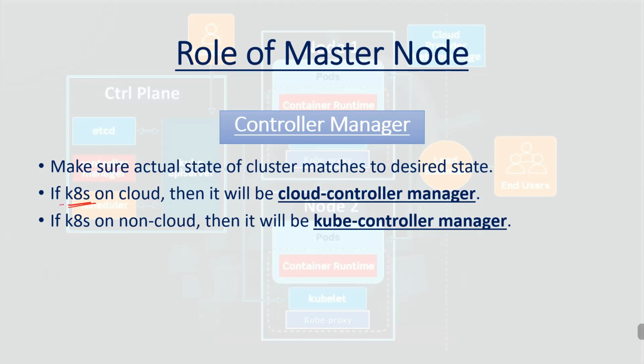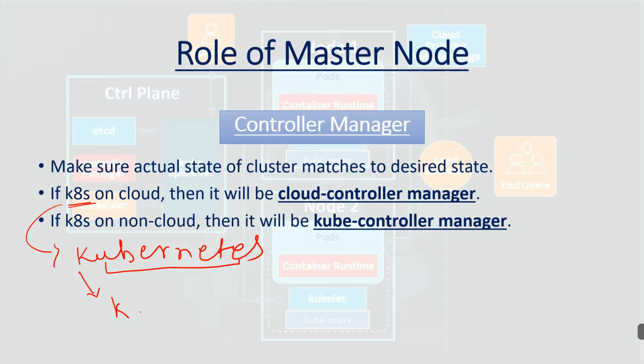K8s means Kubernetes. Here is the K, and from this to this there are 8 characters: 1, 2, 3, 4, 5, 6, 7, 8, which means 8 and s. That's why sometimes it is called K8s. If K8s is on cloud, then it will be the cloud controller manager. If K8s is on non-cloud, then it will be the kube controller manager.